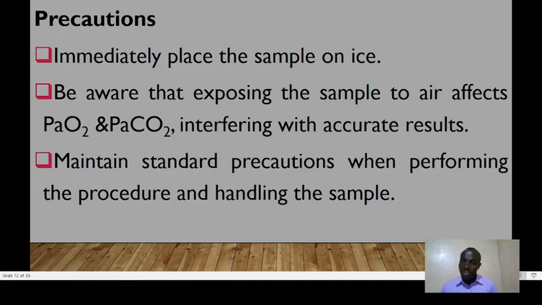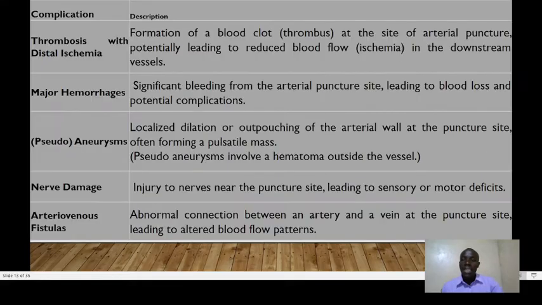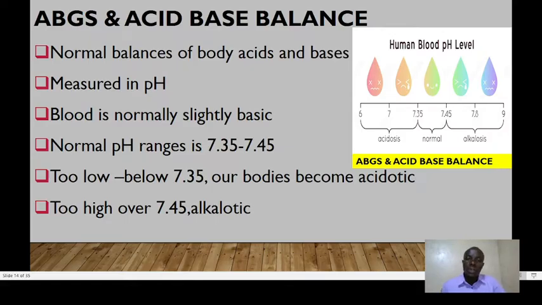Immediately you place this sample on ice, as we have said, and be aware that exposing this sample to the air can alter the results. Okay, so you have to maintain the standard precautions when performing this procedure and handling the sample. Possible complications: you could have thrombosis with distal ischemia, major hemorrhage, aneurysms, nerve damage, and arteriovenous fistulas. So this one should at least help us to now look at the acid-base balances.